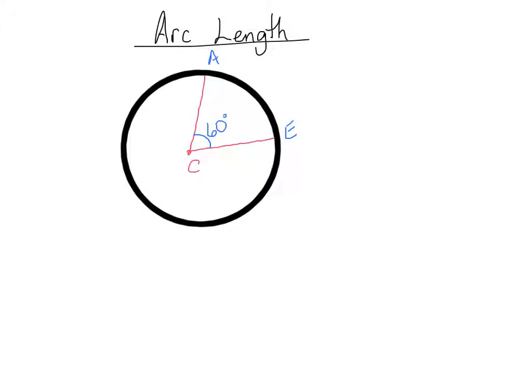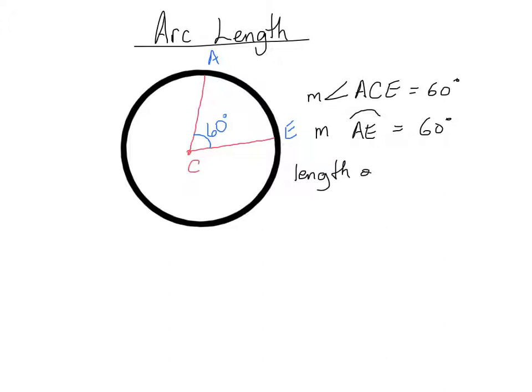Okay, so we already know that the measure of angle ACE is equal to 60 degrees. That's the central angle. We also know that the measure of arc AE, that's a minor arc, is also 60 degrees. Remember, they're going to be the same thing. But what we don't know is the length of arc AE. And that's a different question. Measure of the arc and the length of the arc are two different questions, and it's super important that we know this. So length of arc, I don't have to write the word arc. Let's fix that.